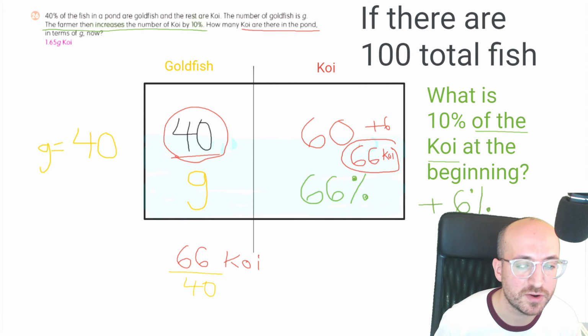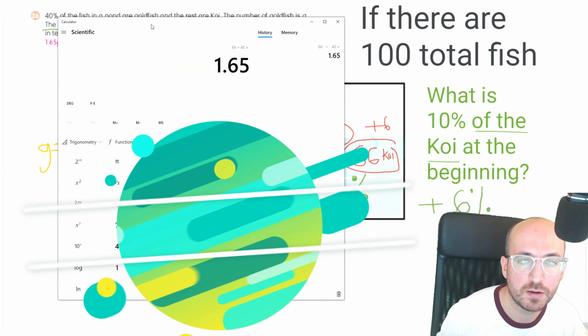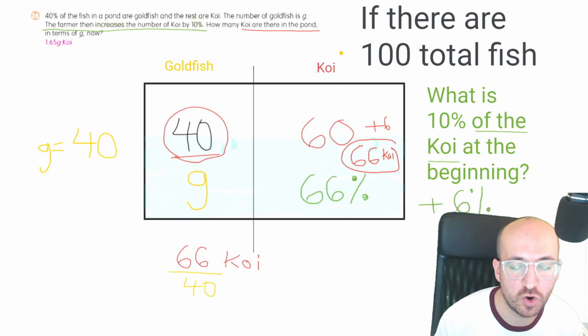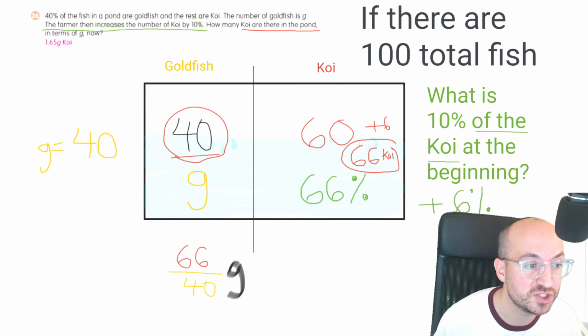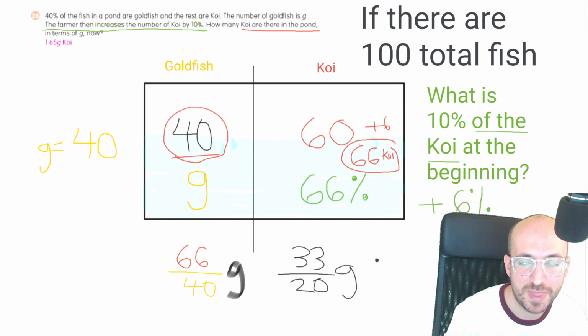So we can get that with a calculator. Let's pull it up. 66 divided by 40. Bang! 1.65 G koi. Yeah, I guess this is not 1 times as much. This is not 2 times as much. This is 66 over 40 G. So we can simplify this, what's the greatest common factor, right? Divide it by 2. 33 over 20 G. And that is 1.65 G.